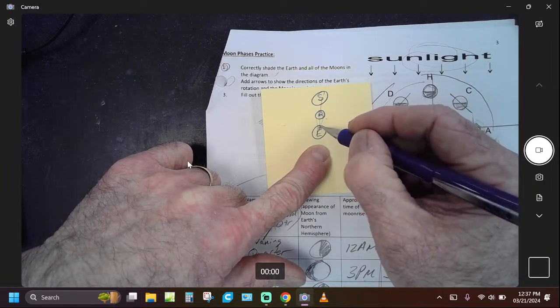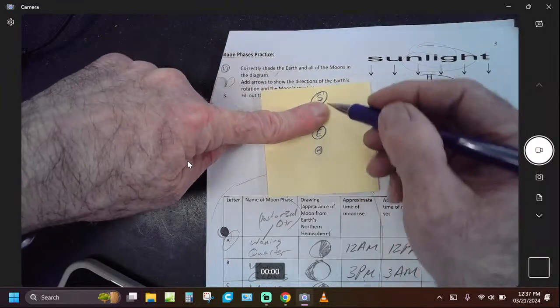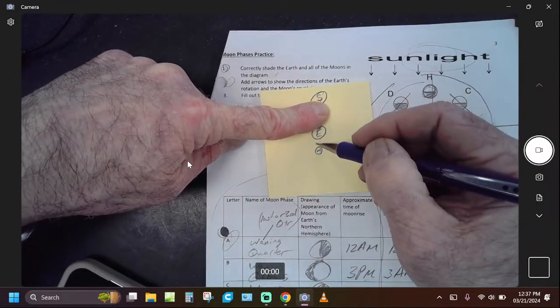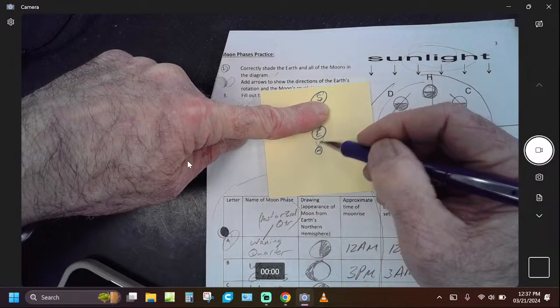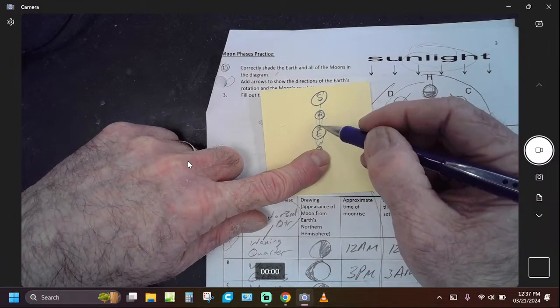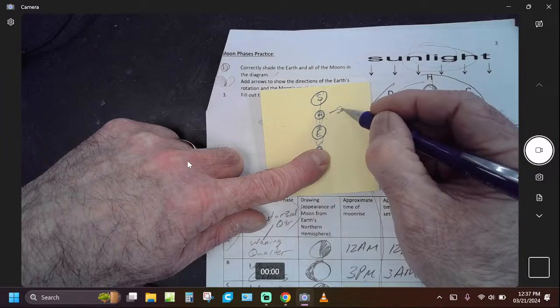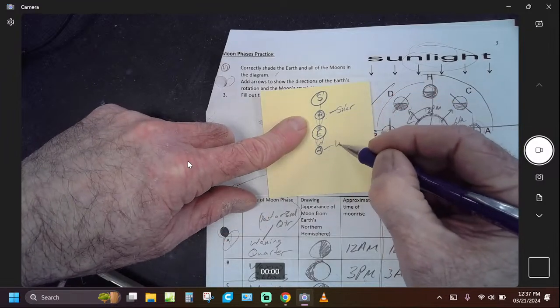The Earth gets dark. But if I do it like this, the sunlight hits the Earth, and then the moon is in the Earth's shadow. So this is the kind where the Earth gets dark. This is the solar eclipse. And over here, this is the lunar eclipse.